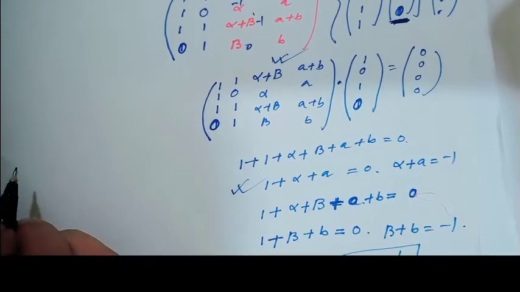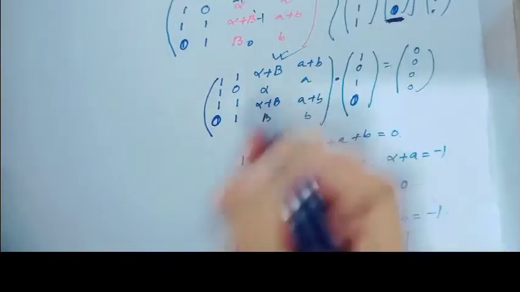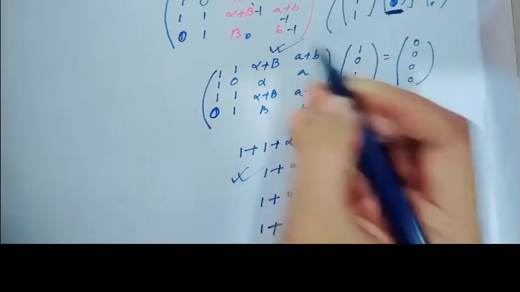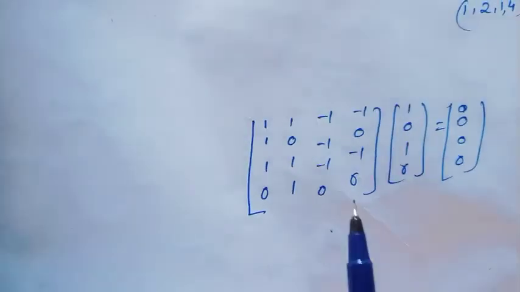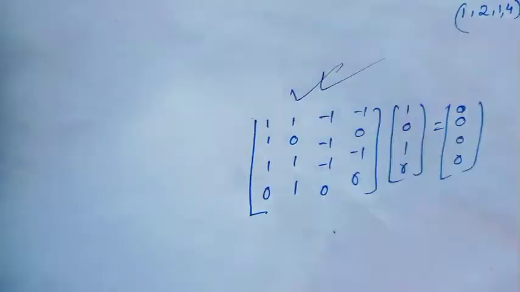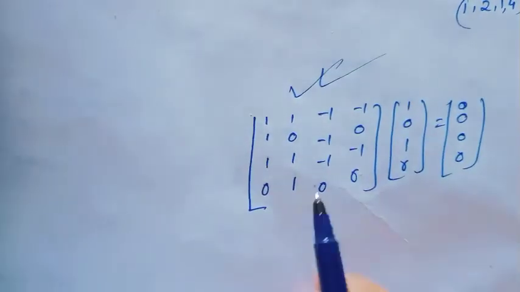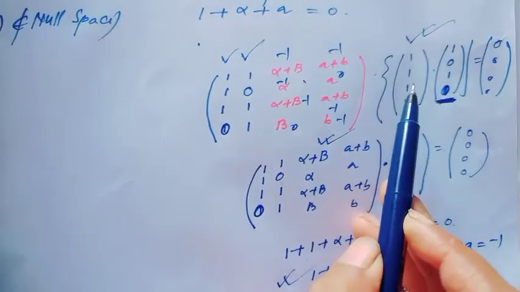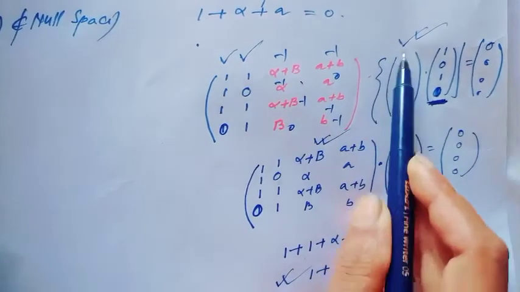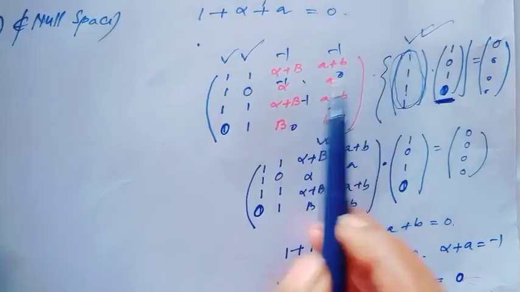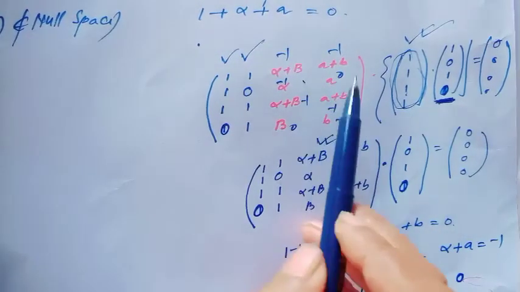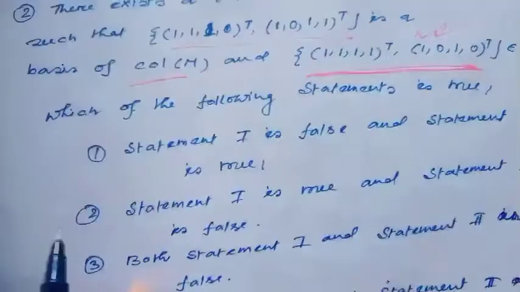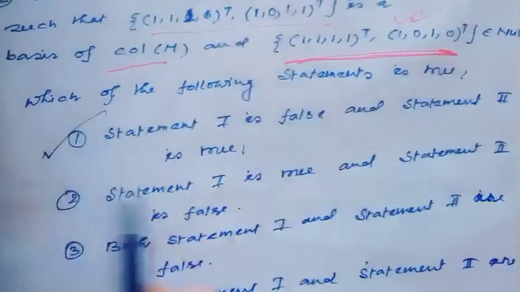Since A equal to 0 and B equal to minus 1, so this 1, here 0, here minus 1, here also minus 1. So obviously there exists such type of matrix whose row space would be generated by these two vectors, and if you consider this vector also as a null space, obviously you will get another value of alpha, beta and A, B. So 1 is a right option.